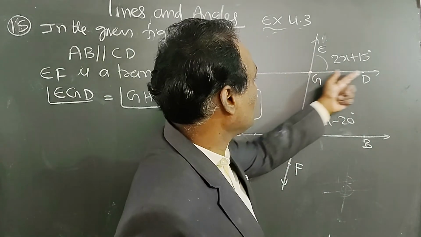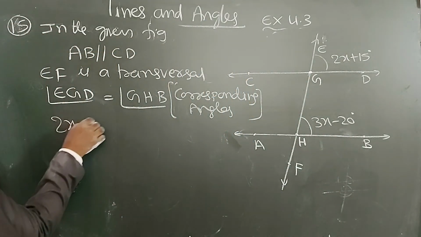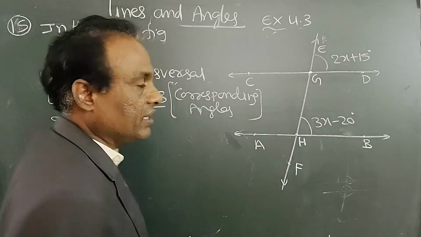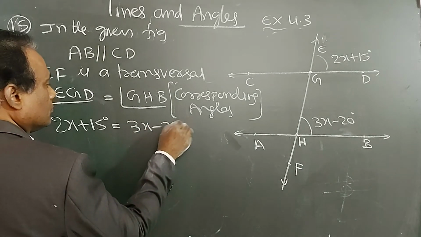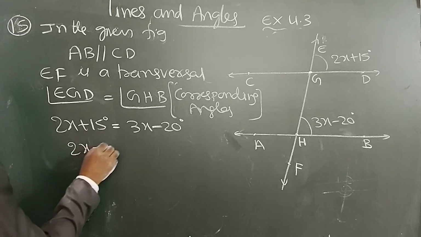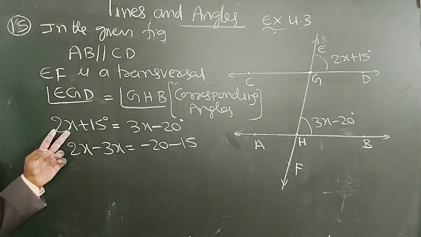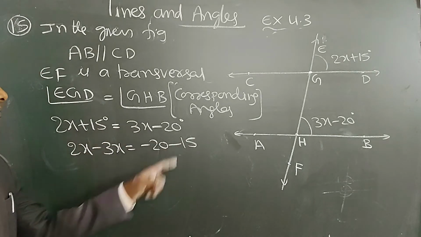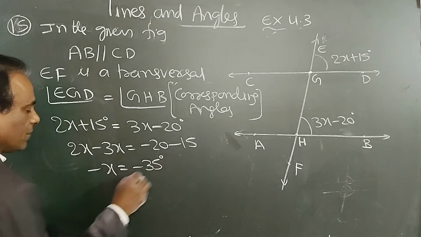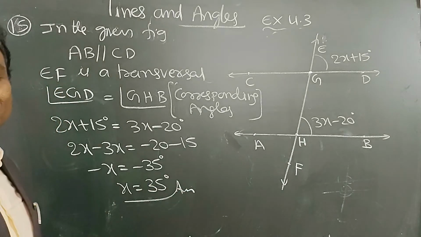Name of this angle is EGD, name of this angle is GHB. So 2x plus 15 is equal to 3x minus 20. 2x minus 3x is equal to minus 20 minus 15, that is, 15 going to the other side becomes minus 15. So minus x is equal to minus 35. Minus minus cancel, x is equal to 35 degrees. Write down.